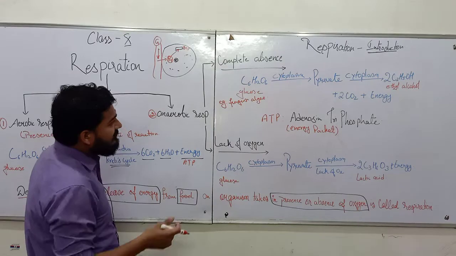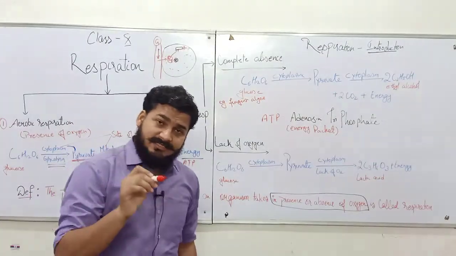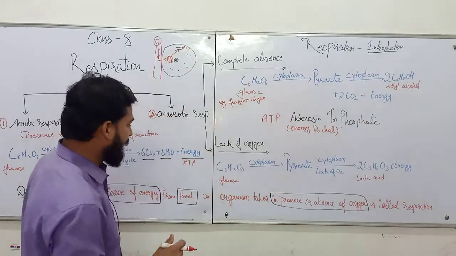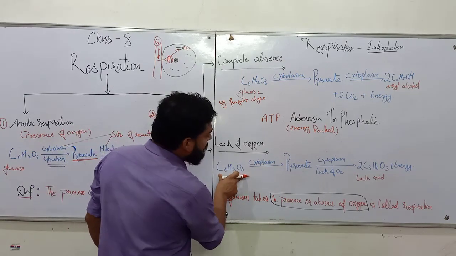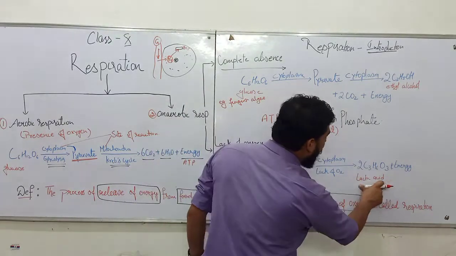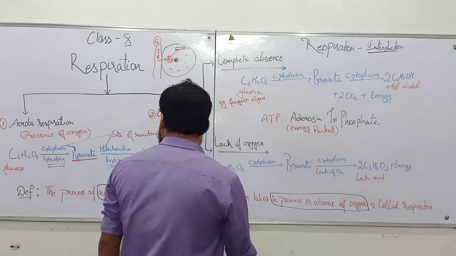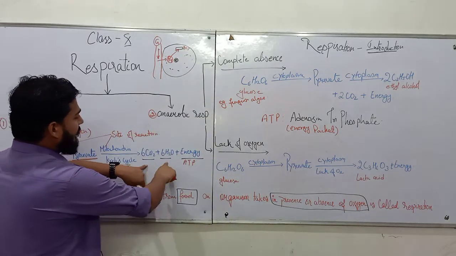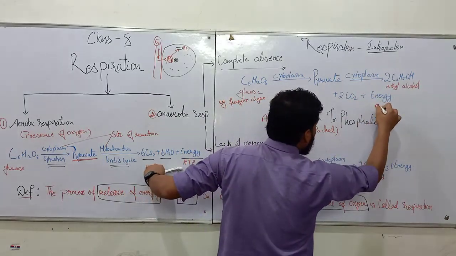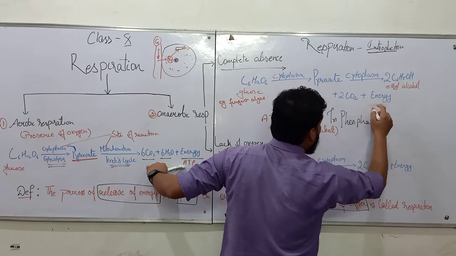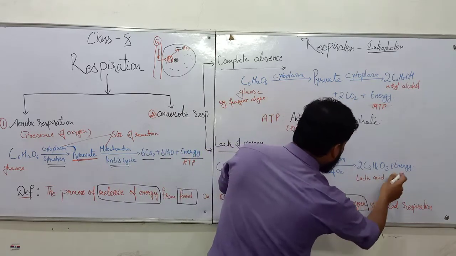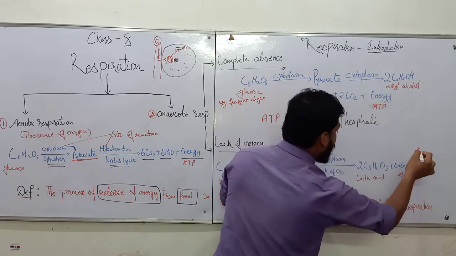Okay, and then there is another condition in which oxygen is present but in a very little amount, that is, present but there is lack of oxygen. In such cases, this C6H12O6 gets converted into pyruvate, and this pyruvate gets converted into lactic acid. You see over here, the conversion was into carbon dioxide, water and ATP. Here it is ethyl alcohol, carbon dioxide and ATP, and here it's conversion to pyruvate, lactic acid and energy, that is ATP.